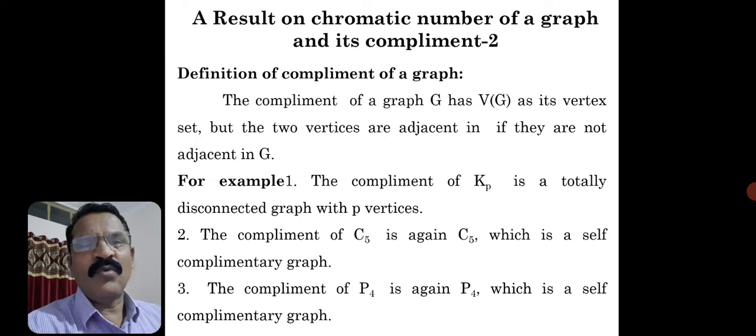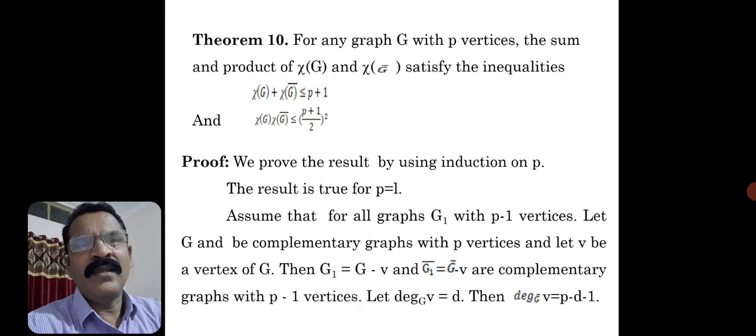So therefore we come to know what the complement of a graph is, and what a self-complementary graph is. Why have we recalled this once again? Because the result is on the chromatic number of a graph and its complement. So for that reason we have recalled what the complement of a graph is.